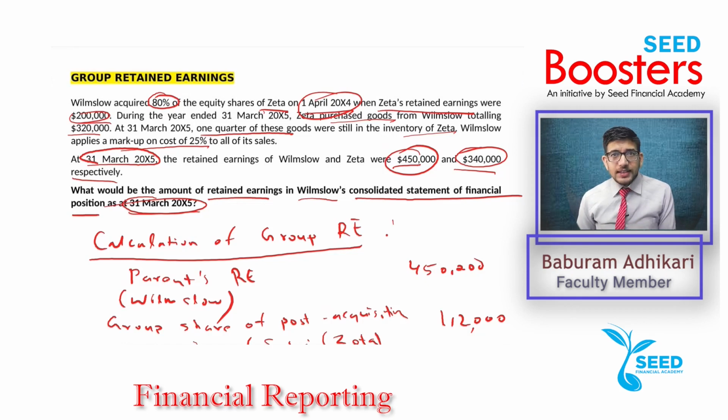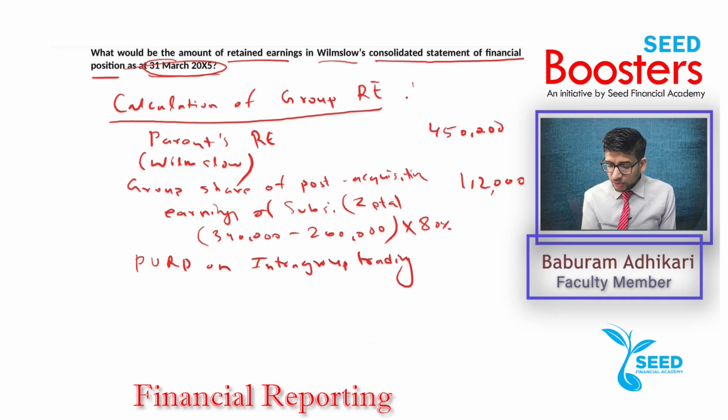But if the seller is the subsidiary, then the unrealized profit portion is within the retained earning of the subsidiary. So in that case, we will not be making the adjustment in the group retained earning calculation. Rather, we will make the adjustment of that PURP in the calculation of net assets of the subsidiary during the consolidation exercise. So we need to be careful. If the parent is the seller, we need to make the adjustment here. If the subsidiary is the seller, then we need to make the adjustment in the calculation of the net assets portion.